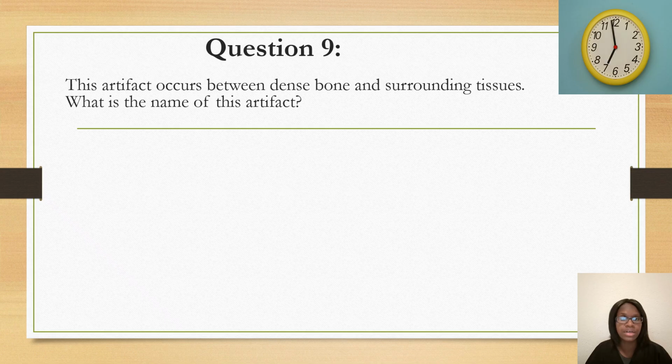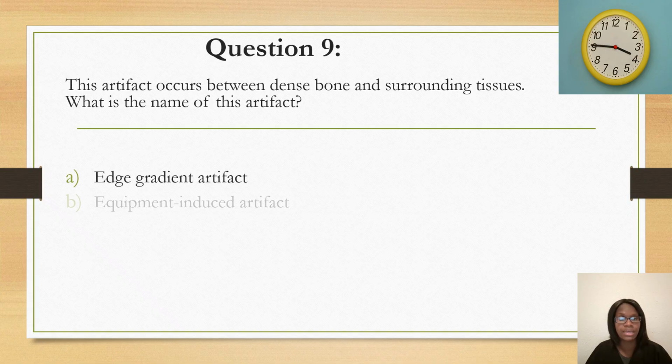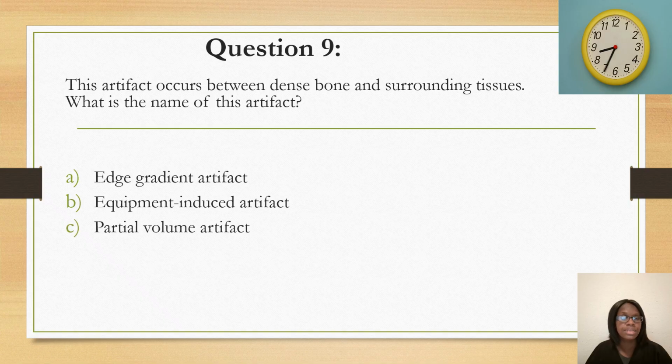Question 9. This artifact occurs between dense bone and surrounding tissues. What is the name of this artifact? A. Edge gradient artifact. B. Equipment induced artifact. C. Partial volume artifact. D. Step artifact.